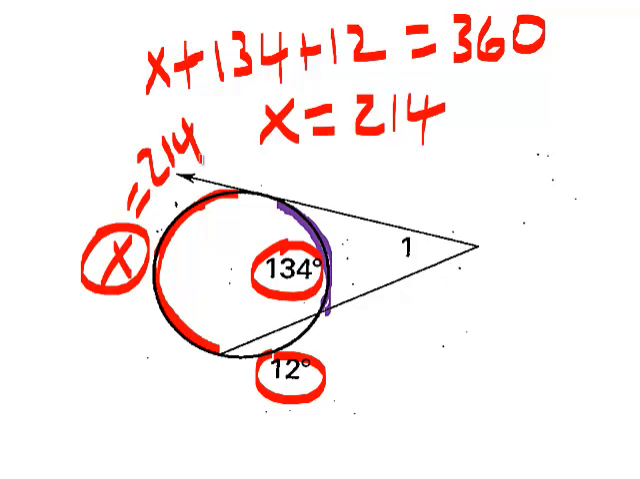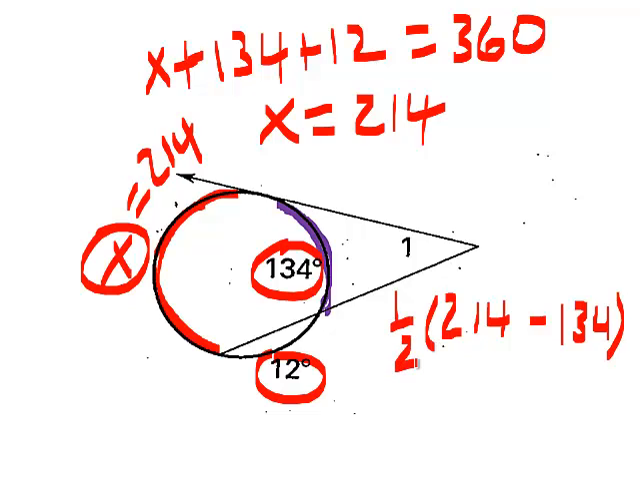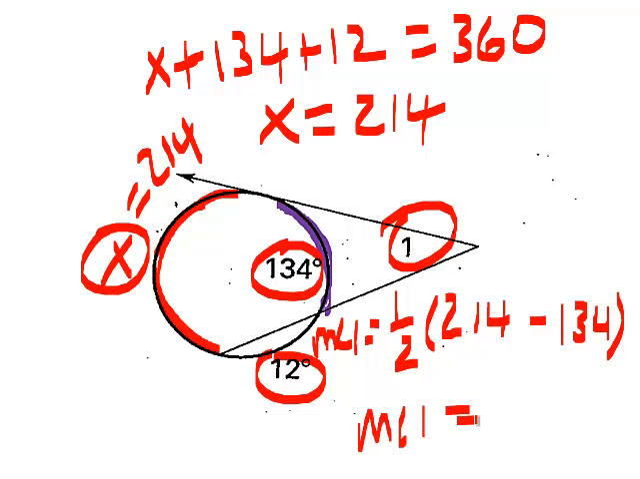That means now you have your outer minus inner times 1/2. So outer in this case would be 214 minus your inner, which would be 134, times 1/2 gives you the measure of angle 1. And when you do this, the measure of angle 1 gives you 40 degrees.